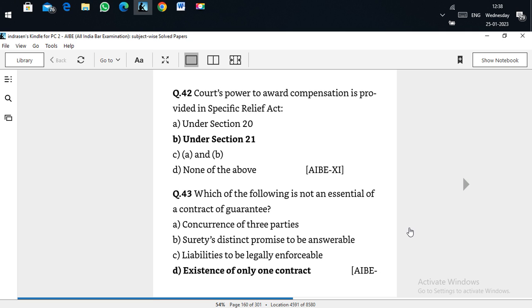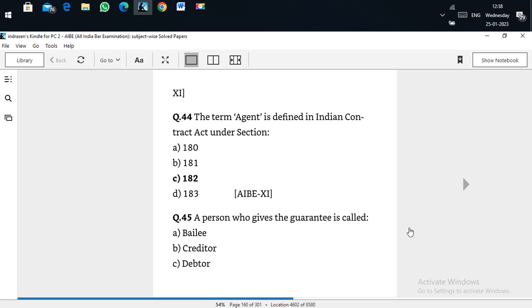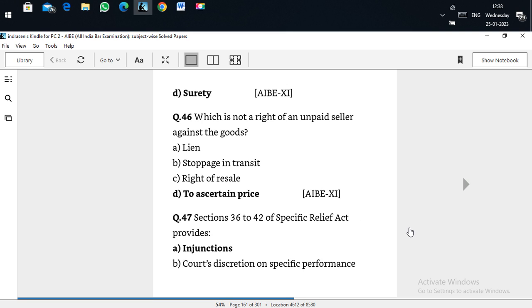Which of the following is not essential as a contract of guarantee? Existence of only one contract is not essential. The term agent is defined in the Indian Contract Act under Section 182. A person who gives the guarantee is called surety. Which is not a right of an unpaid seller against the goods? To ascertain the price is not a right of the unpaid seller against the goods. Sections 36 to 42 of the Specific Relief Act talk about injunctions.